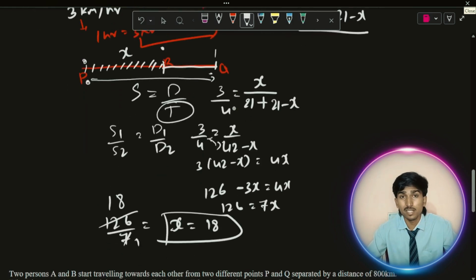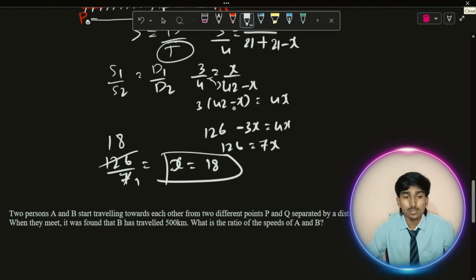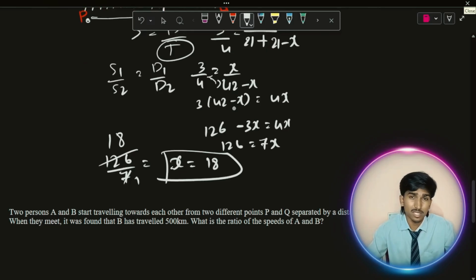If it's given in meters, what should you do? Just convert 1 kilometer into meters. That is 1000. If you do that, you will get it.